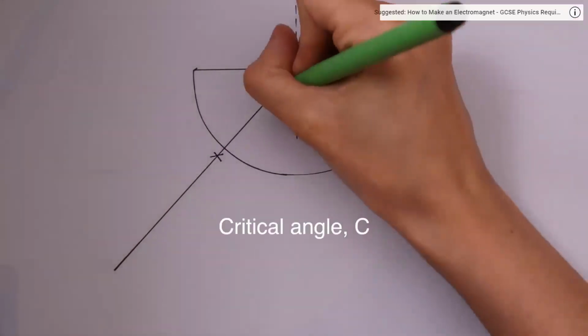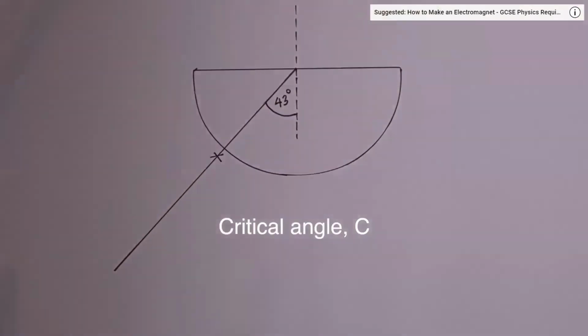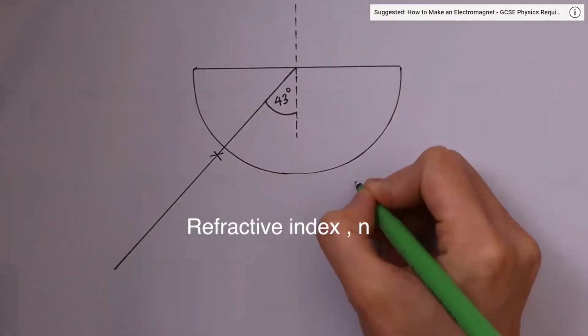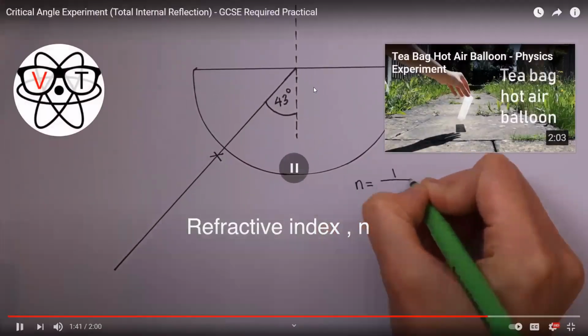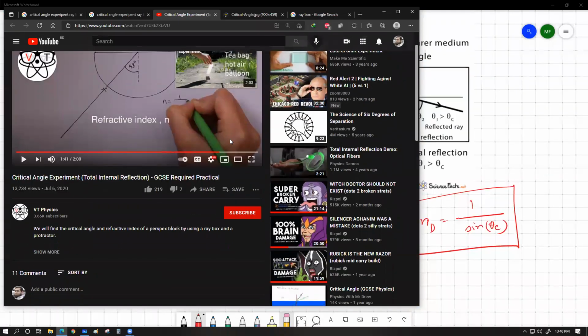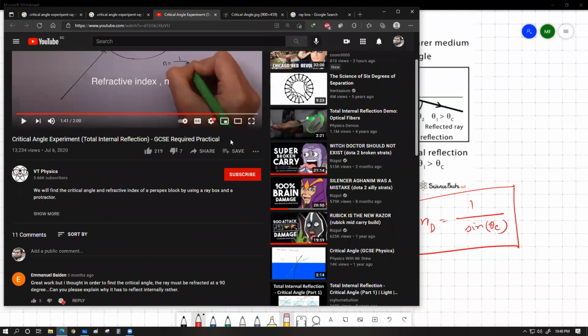So I've worked out the critical angle of my perspex prism is 43 degrees. Here's an extension to this experiment. Find the refractive index of perspex. Okay, they actually did not show us the whole process. They just dictated that.